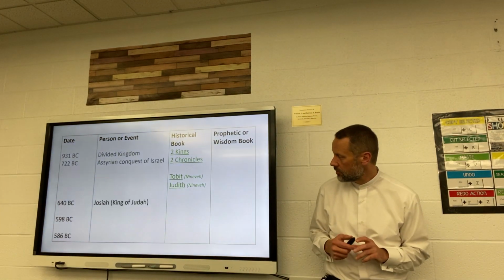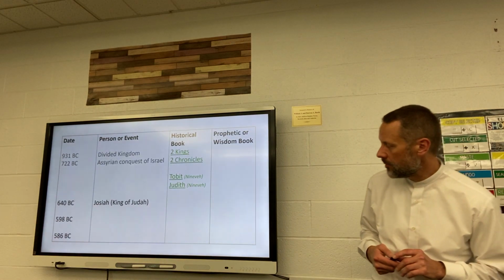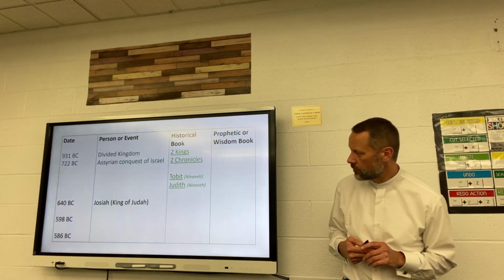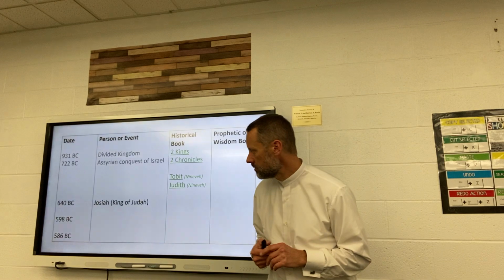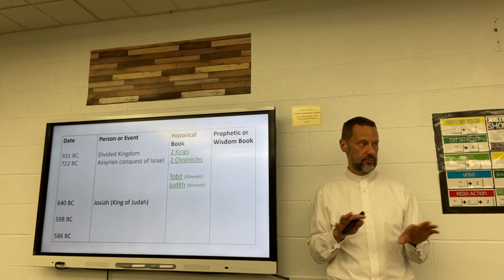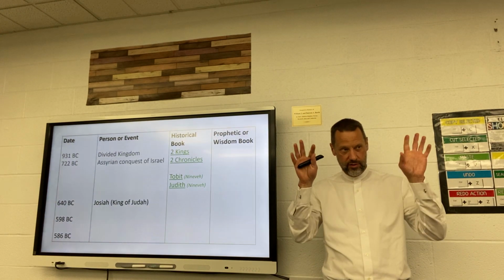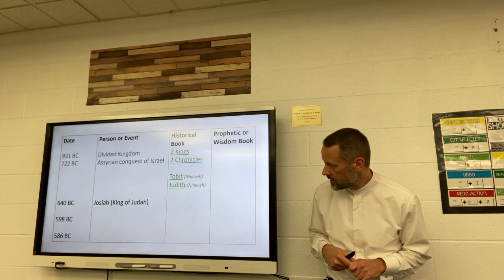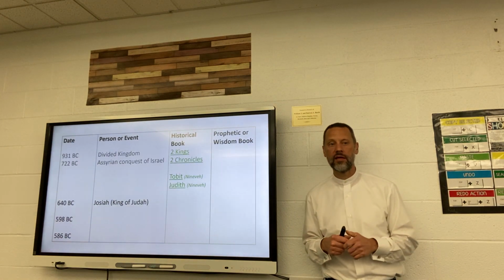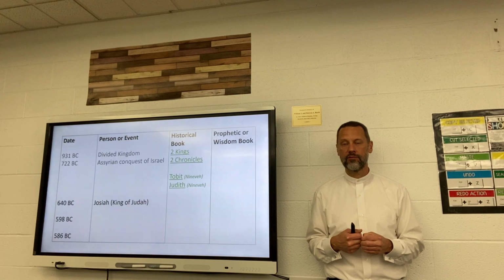Okay. So Tobit and Judith we'll put there. Then we have a few other kings that are worth mentioning. Josiah, we'll put him down. So now at this point, we just have Judah around. There's no northern kingdom anymore. Josiah was the king of Judah. We can put him around 640. And he was actually one of the great reformers.